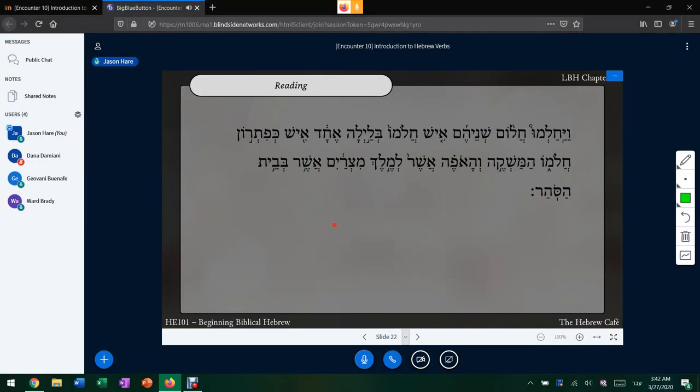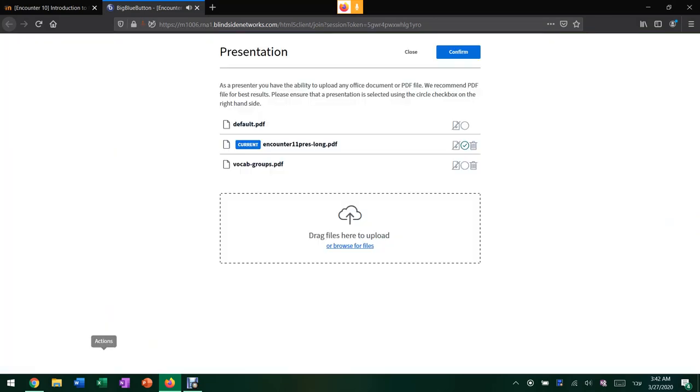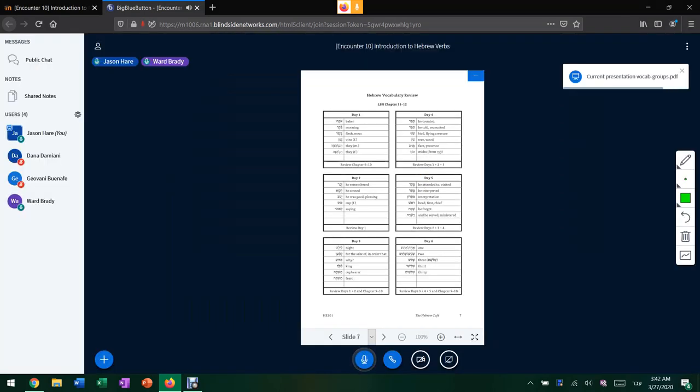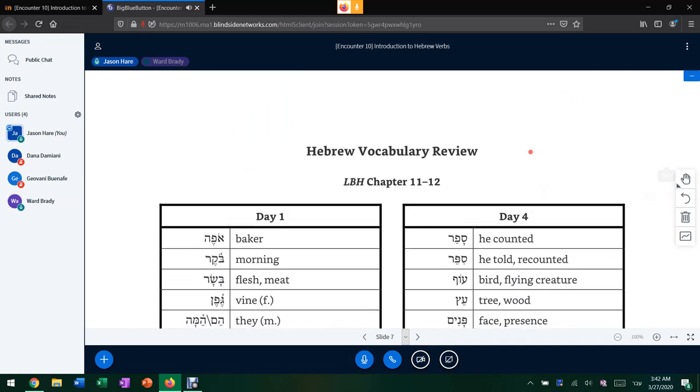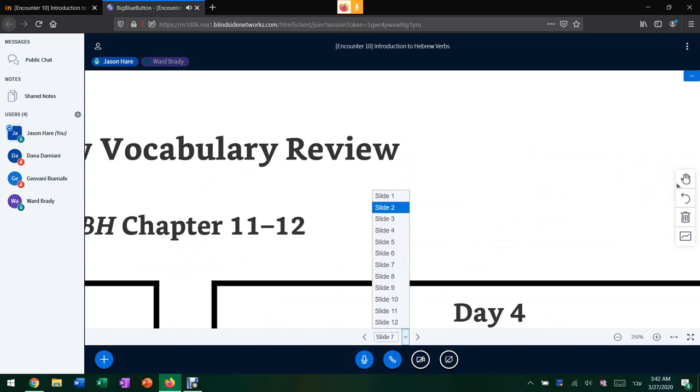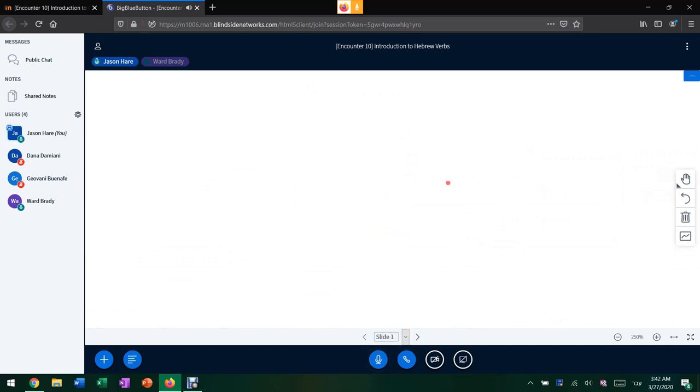Okay, so we've completed everything that I wanted to go over, but I want to pull up the vocabulary grouping page that I made before and look at it a little bit so we can understand what's going on and what's expected with the whole thing.